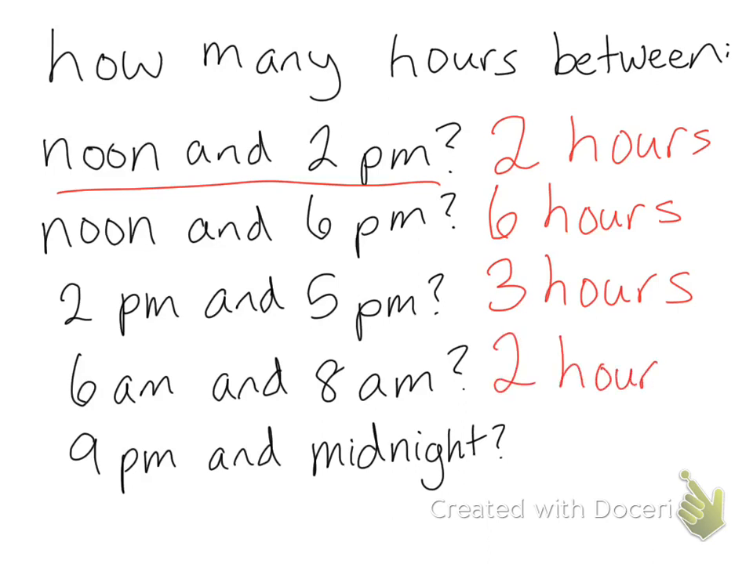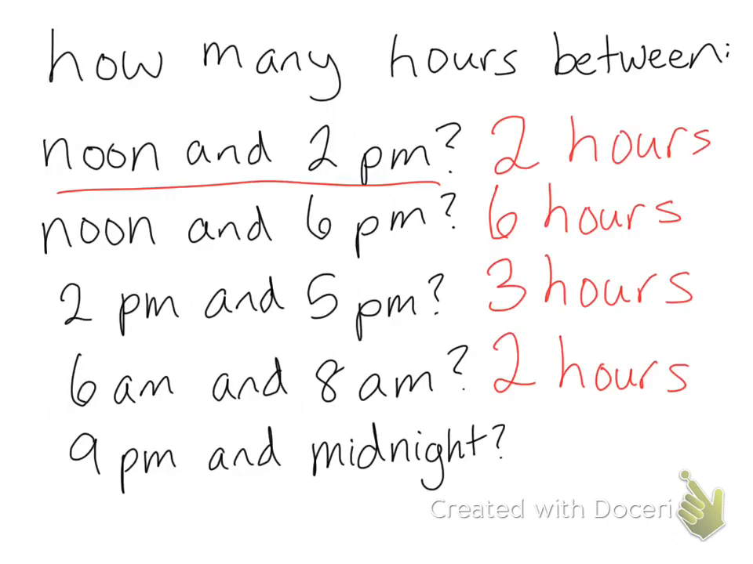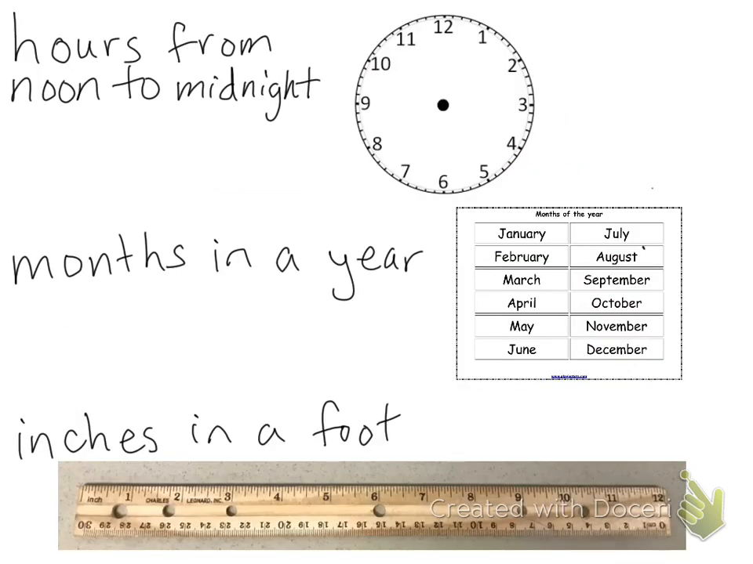What about between 9 p.m. and midnight? So we start at 9 p.m. and we're going to go to midnight. So we go 1, 2, 3 hours. So there's 3 hours between these times. Okay, how many hours are there from noon to midnight? Well, if we start at the 12, and we go around until we get to the 12 again, that's going to be 12 hours. Okay, so there are 12 hours between noon and midnight.